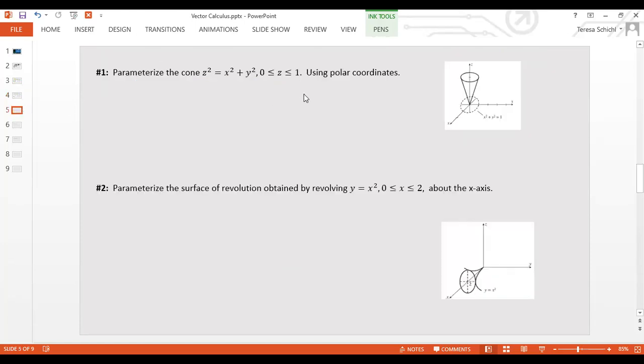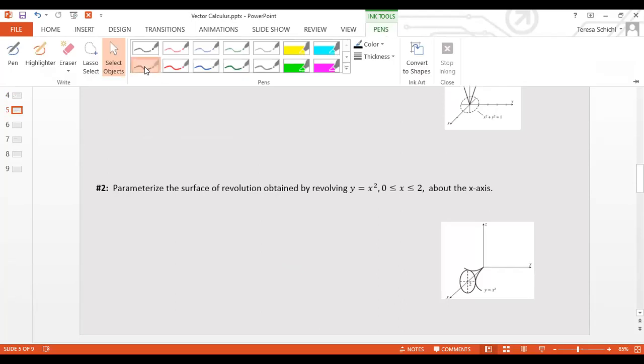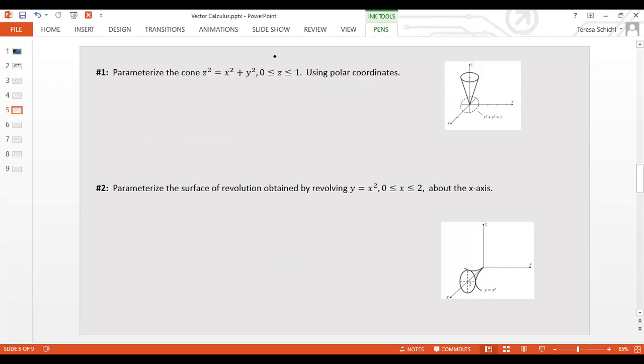Now let's take a look at this one. This is the surface here. This surface is a cone: z squared equals x squared plus y squared. And I want to parametrize this surface.